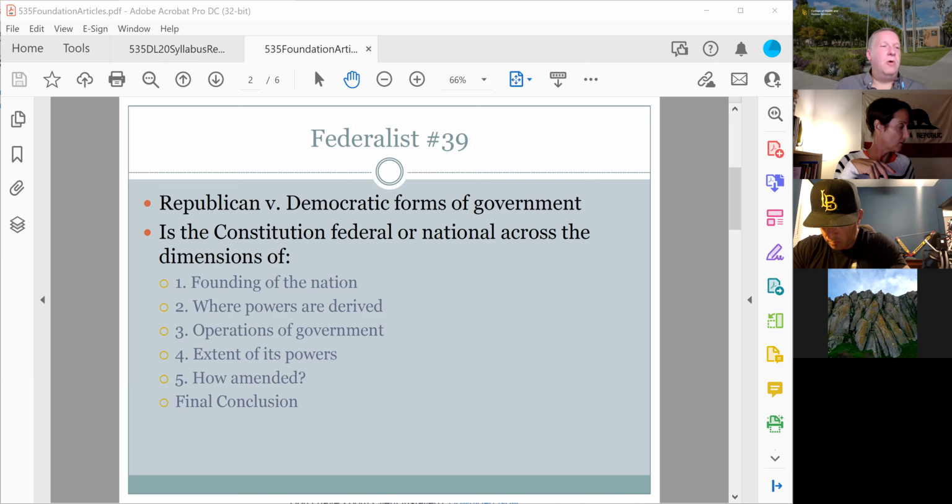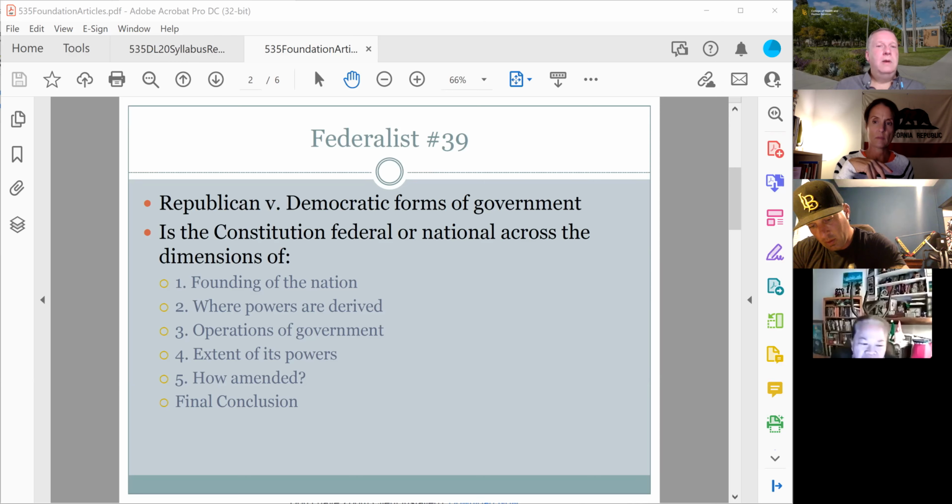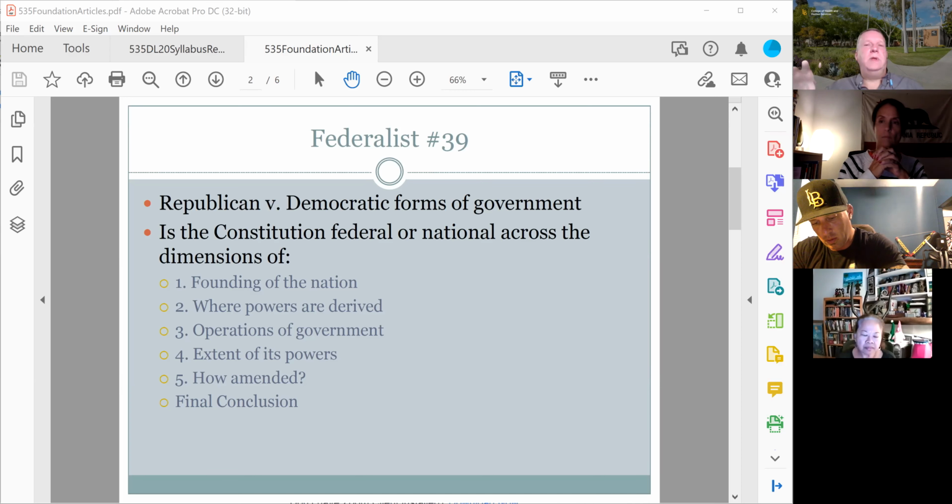The extent of the power: is it more national government, or is it more states' rights and more state government? A little bit of both. Yeah, I agree. I think there's a little bit of both there. He says, when you think about it, there's a little bit of both, probably certainly lending itself more to federal than to national, but there are components of both here.